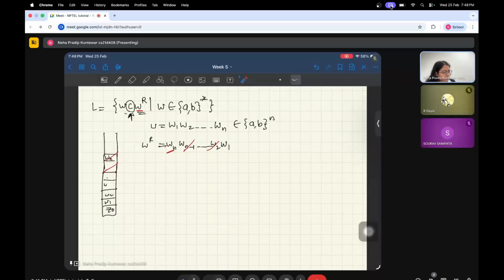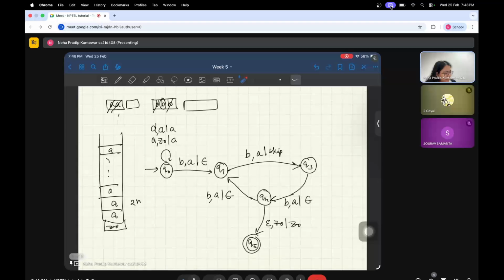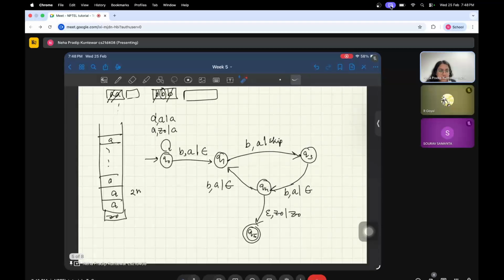What we were doing here is accepting by final state. When you reach the end of the input and you have ended up in a final state, then you accept. So that is what was happening here. We have reached the end of the input and we have landed in a final state.